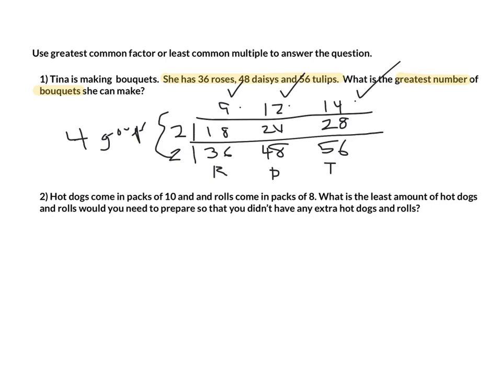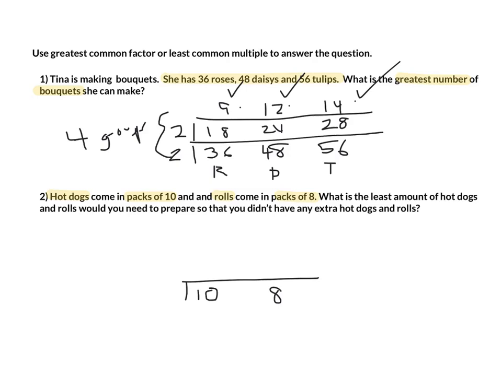When I look at my next question, it says, hot dogs come in packs of 10, and rolls come in packs of 8. What's the least amount of hot dogs and rolls that you need to prepare so you didn't have any extras? So I don't think I'm breaking down the hot dog packs and the rolls in 8. I'm not breaking that down to form smaller groups. I'm going to have to keep buying them till they meet up. So what I'm going to do here is look at packs of 10 and 8 and figure out how I can break those up. This is a least common multiple problem.